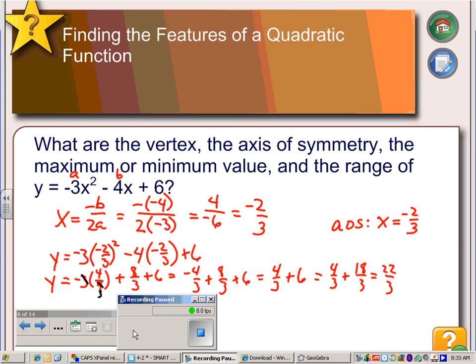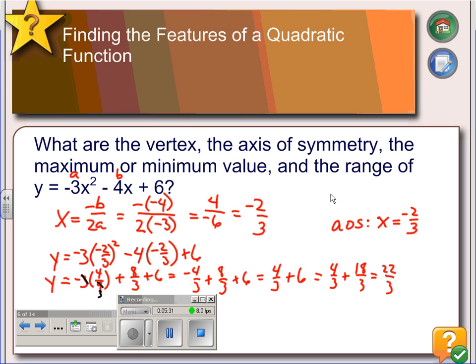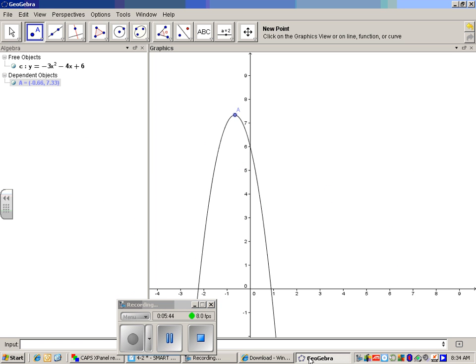And we have to calculate this. So you can see all the math that I've done here. And it turns out y equals 22/3. So the vertex would be at negative 2/3 and 22/3, which is similar to what we saw on GeoGebra. The point A is at negative 0.66, which is negative 2/3, and 7.33 is 22/3.